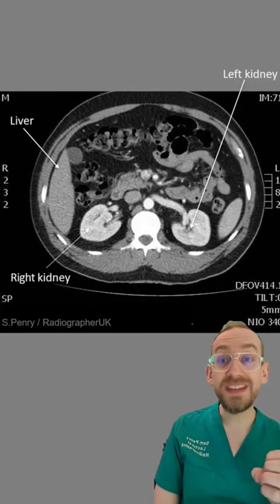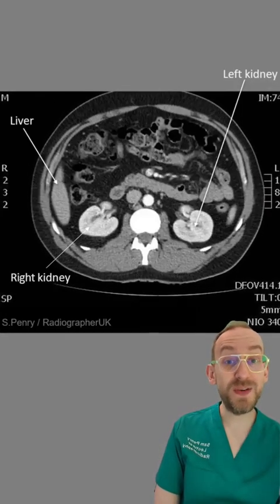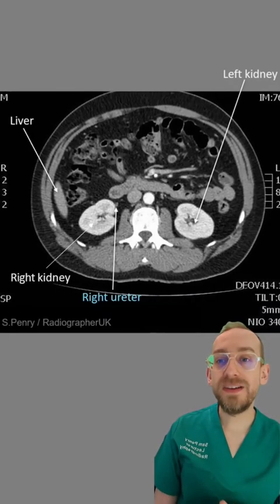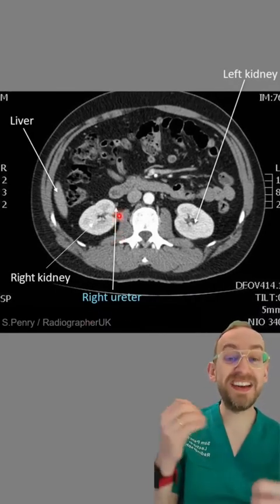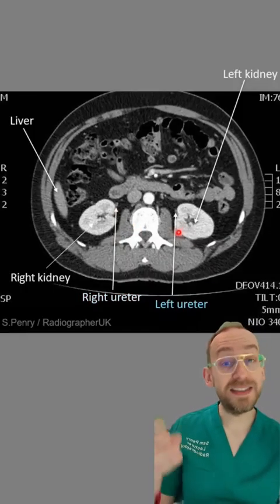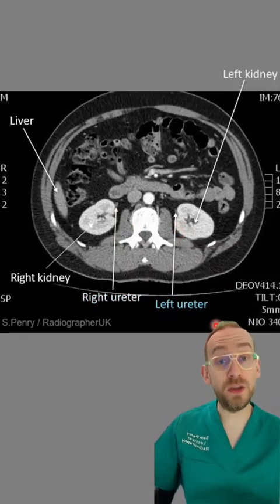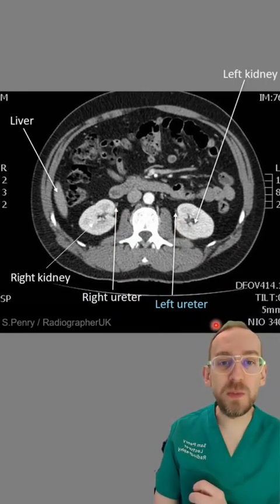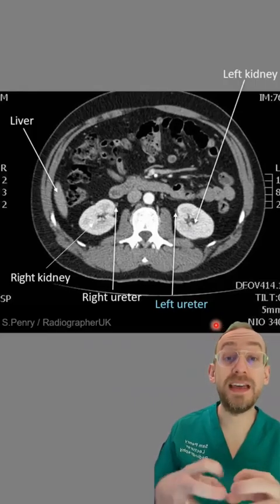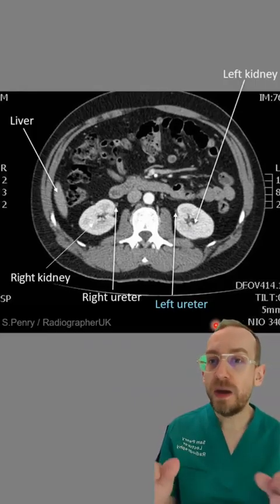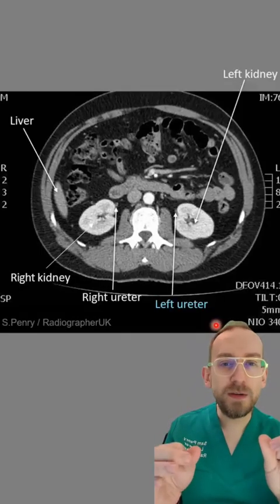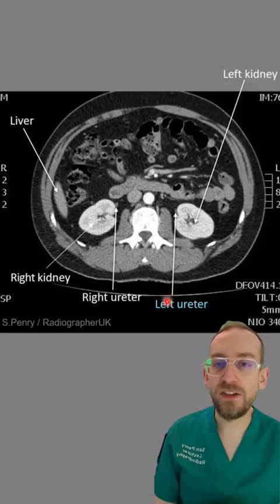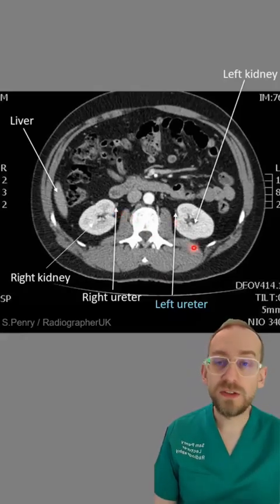Now we can just about see the right and left ureter. So we have a right ureter, we have a left ureter. These are the tubes that connect the kidneys all the way down to the urinary bladder. Now, these are really, really small structures in terms of their thickness, right? They appear like two very small dots here on the image. They're very long, of course.